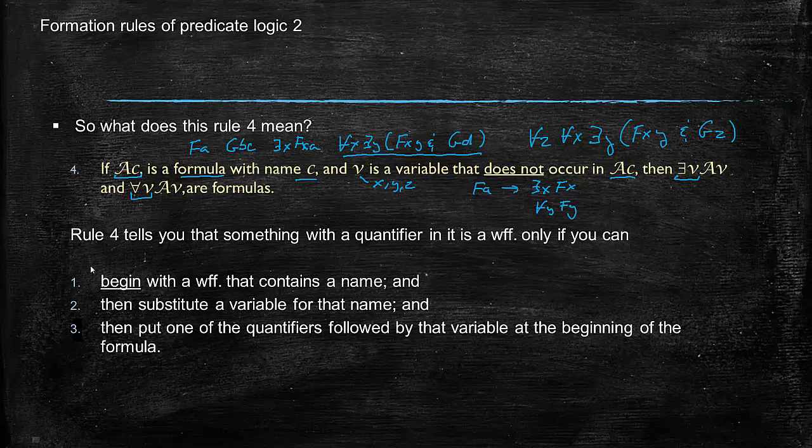So just to summarize, Rule 4 tells you that something with a quantifier in it is a WFF only if you can, one, begin with a WFF that contains a name, two, substitute a variable for that name, specifically a variable that does not occur in it, and three, put one of the quantifiers followed by that variable, either the existential or the universal, at the beginning of the formula. That's a lot of talk, but it actually just comes down to a very simple kind of substitution.